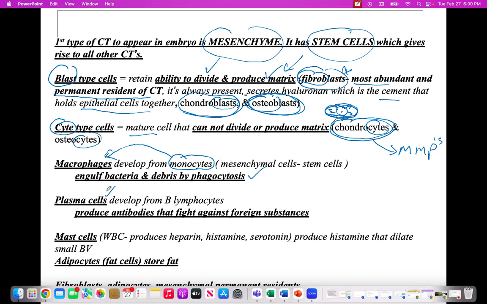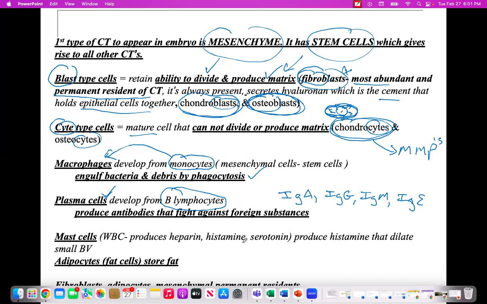Plasma cells. Plasma cells are associated with blood, and plasma cells are going to develop from B cells or B lymphocytes. And what plasma cells do is they're going to produce antibodies that are needed to fight against foreign substances. And they're going to produce antibodies known as immunoglobulins, like immunoglobulin A or immunoglobulin G or immunoglobulin M or immunoglobulin E. These are all different types of antibodies that the body can produce.